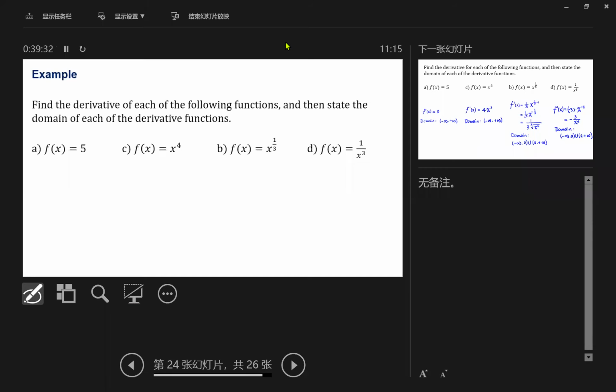Okay, so based on what we have learned for the constant function and power functions, let's have a look at an example of how we can use the shortcut method to find the derivatives of constant functions or power functions. Here, I'll give you 2 minutes to have a look at this question.